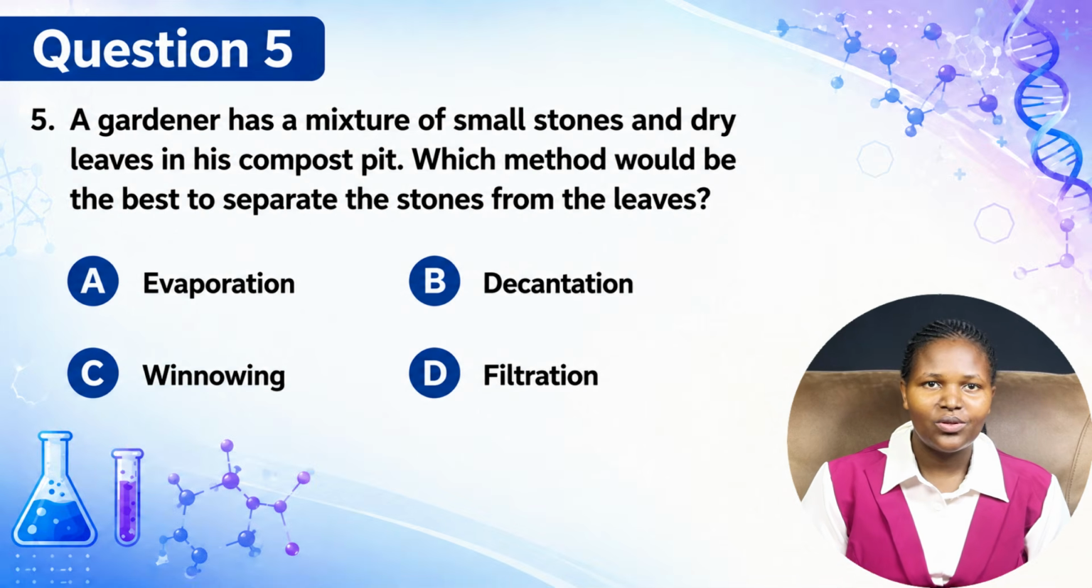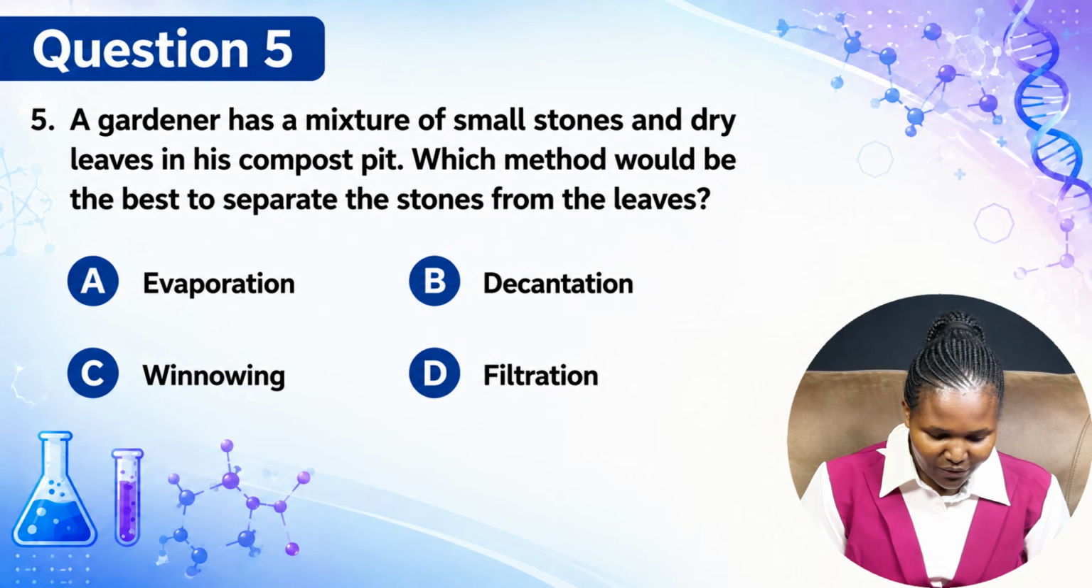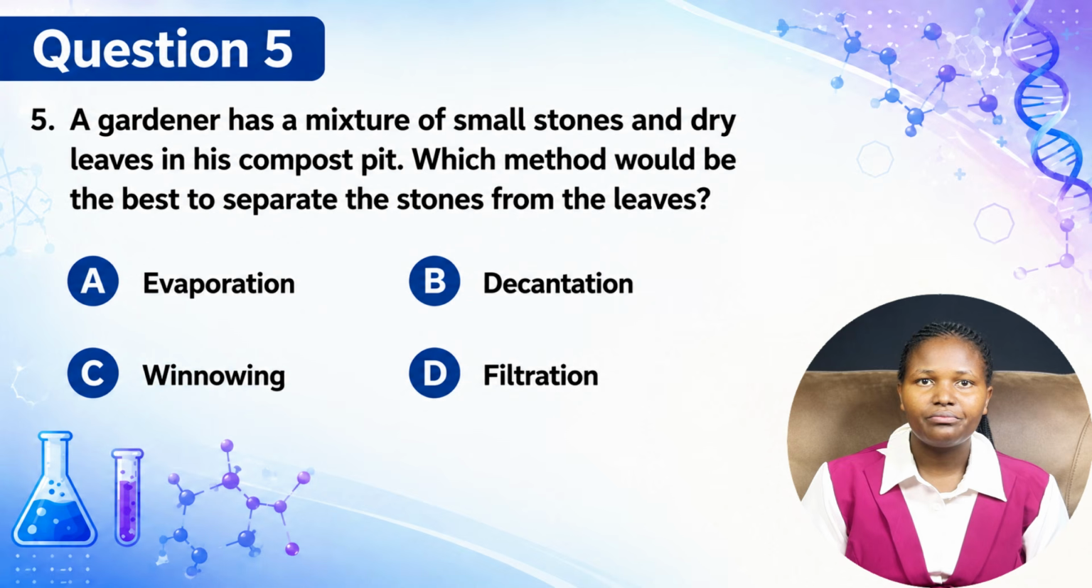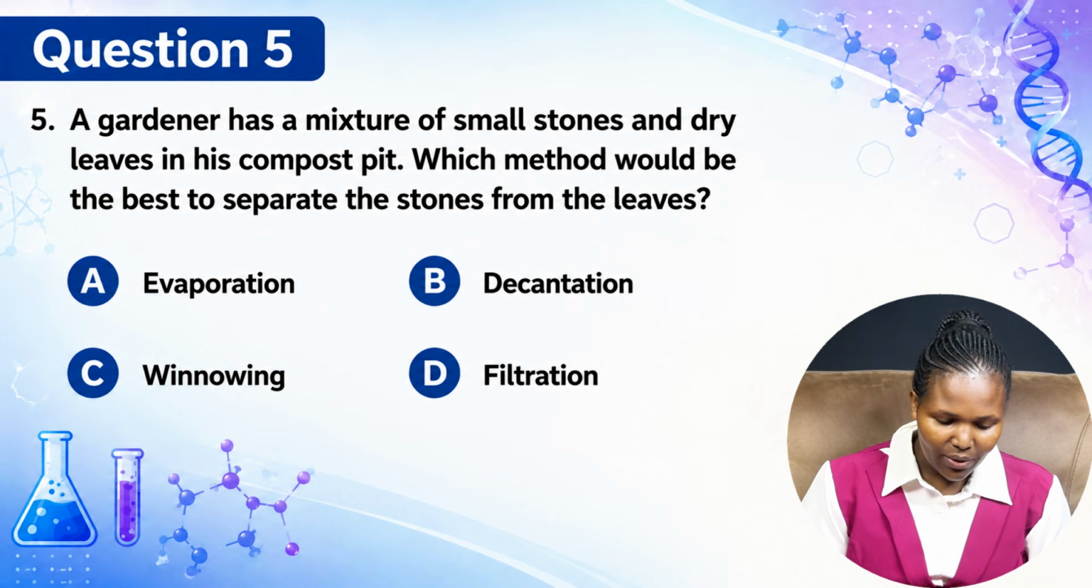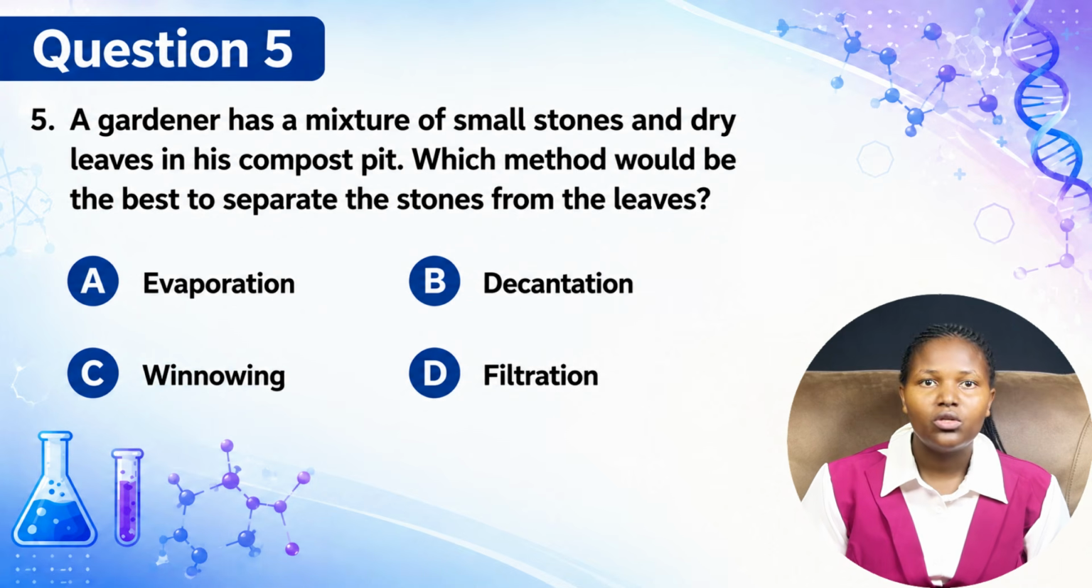Now let us go to question number 5. Question 5 says, a gardener has a mixture of small stones and dry leaves in his compost pit. Which method would be best to separate the stones from the leaves? Now, look here. What do we have? We have small stones and we have dry leaves. And then we want to separate them. Which method should we use? First of all, let us look at evaporation. Evaporation removes a liquid. So if maybe we have water and a solid, we are going to use evaporation.